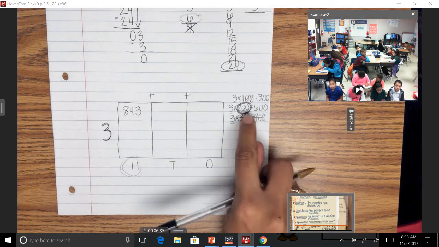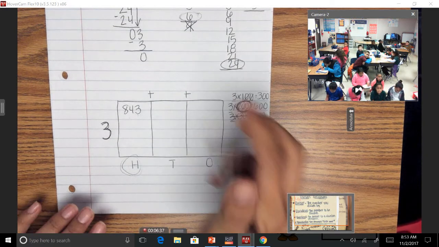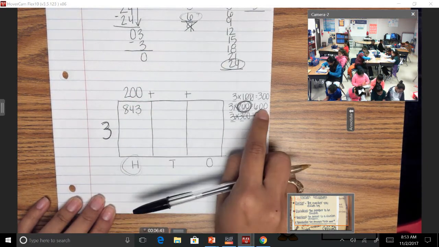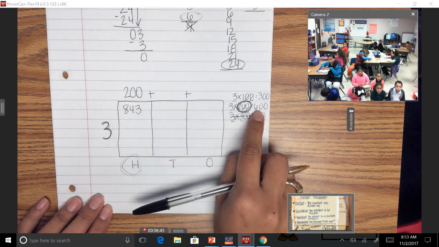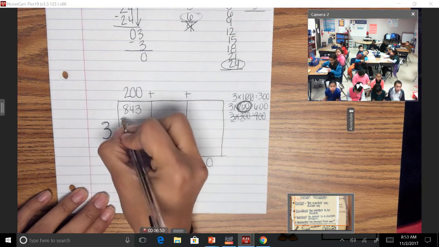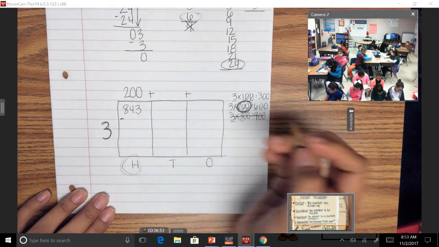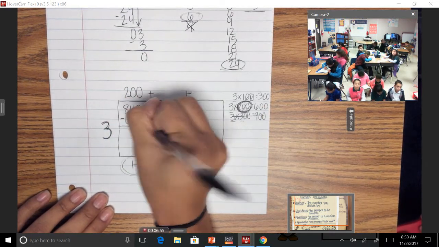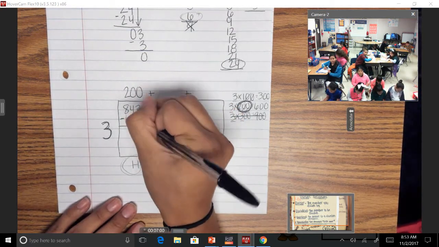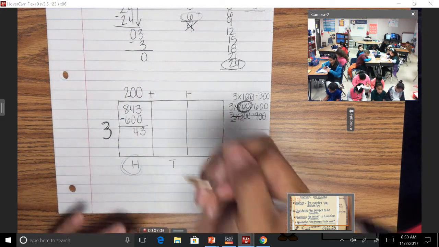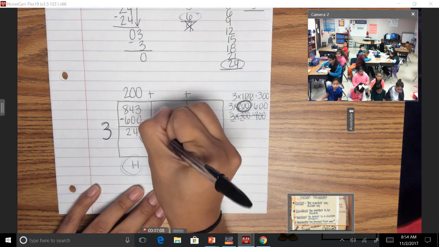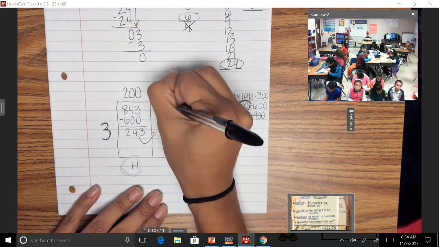We can multiply 3 by 200. So you're going to take that number, put it up here, because it's your hundreds. We need to subtract it from our total. What's the answer to 3 times 200? 600. So we're going to subtract 843 minus 600. What's 3 minus 0? 3. 4 minus 0, 4. 8 minus 6, 2. 243.